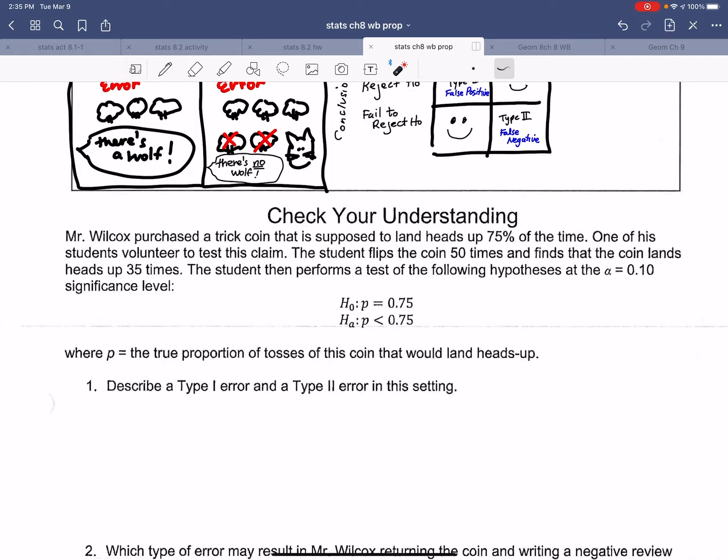Okay, welcome back. It says, Mr. Wilcox purchased a trick coin that is supposed to land heads up 75% of the time. So, that's interesting. One of his students volunteered to test the claim. The student flipped the coin 50 times. Okay, so that's our N, right? And the coin landed heads up only 35% of the time. So that's our X.